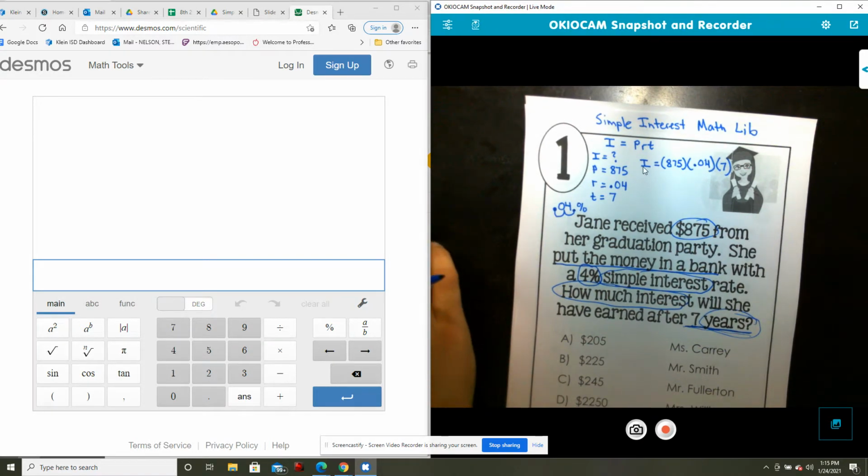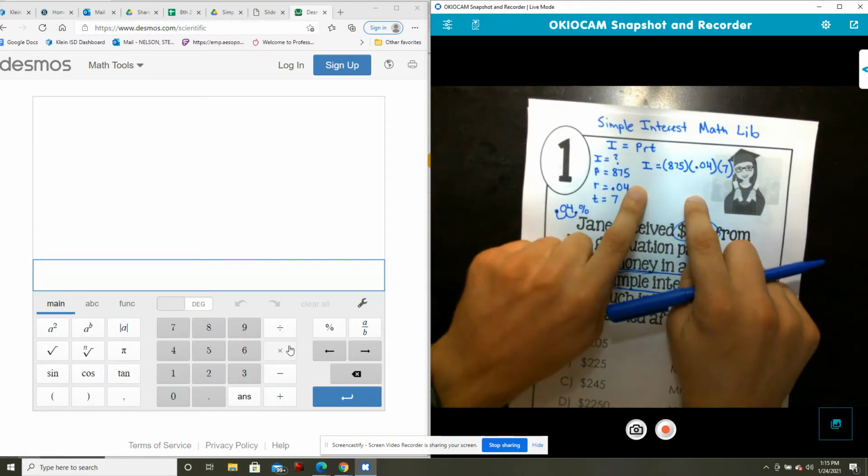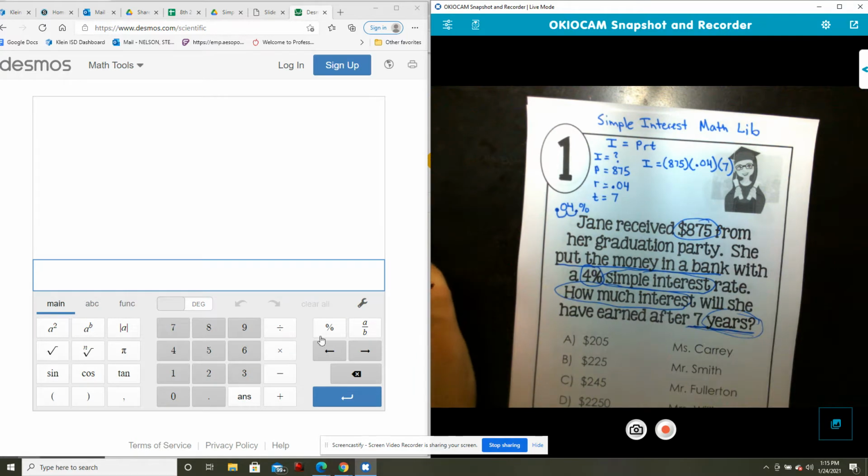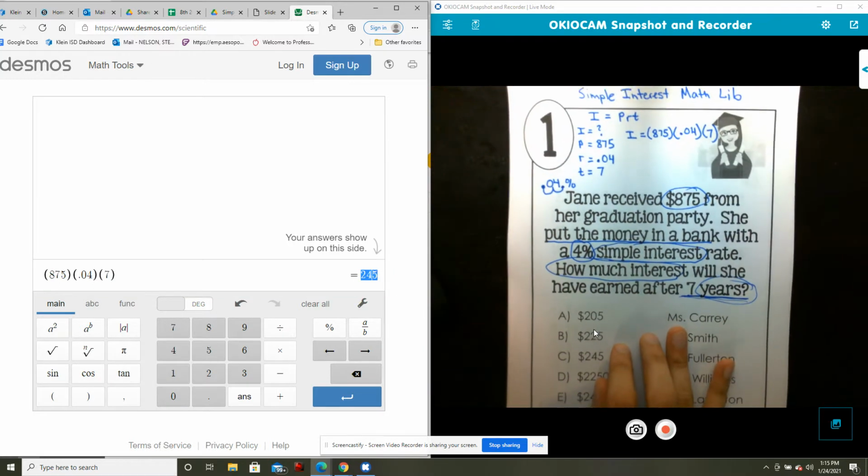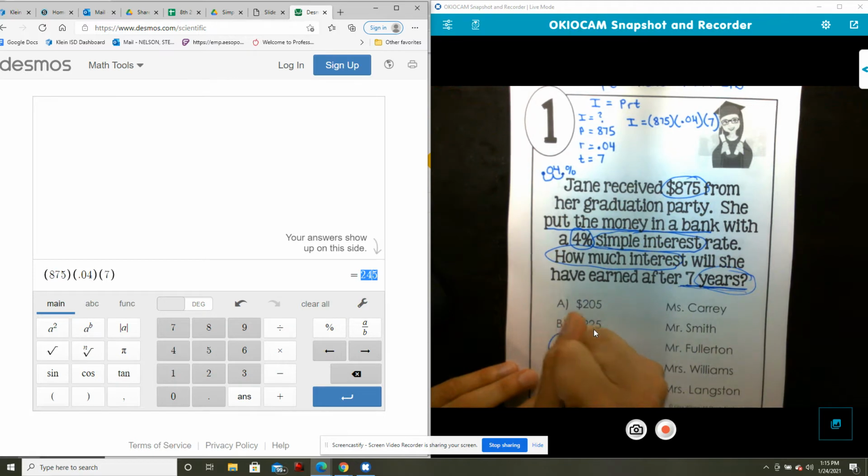What you want to do is write everything down on your paper first and then type it into the calculator. You don't want to type in the calculator as you go. Write everything down and then put it into the calculator. So we're going to say I equals open parentheses 875 close parentheses, open parentheses 0.04 close parentheses, open again, 7. And what do we get? We get 245. And 245 is C.